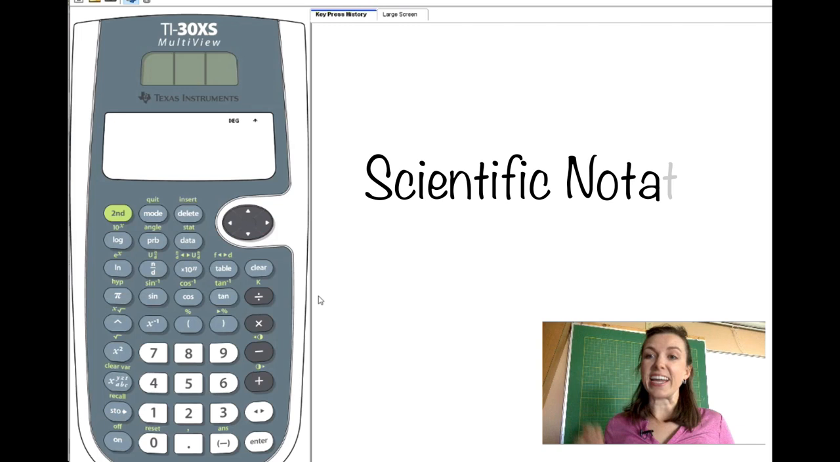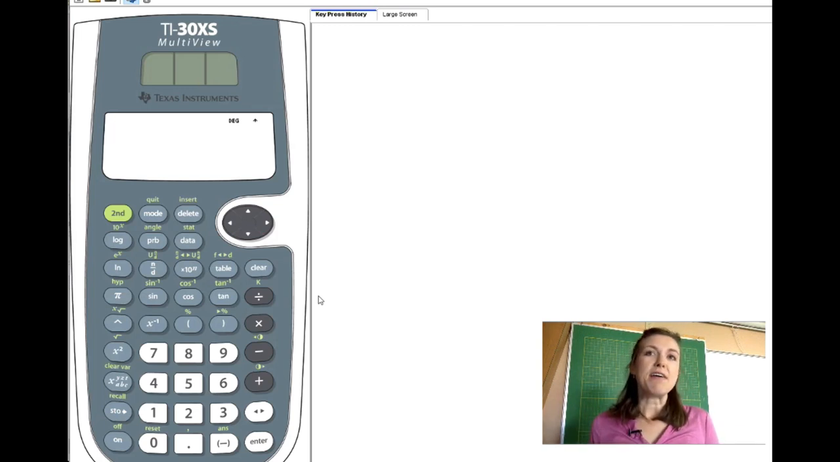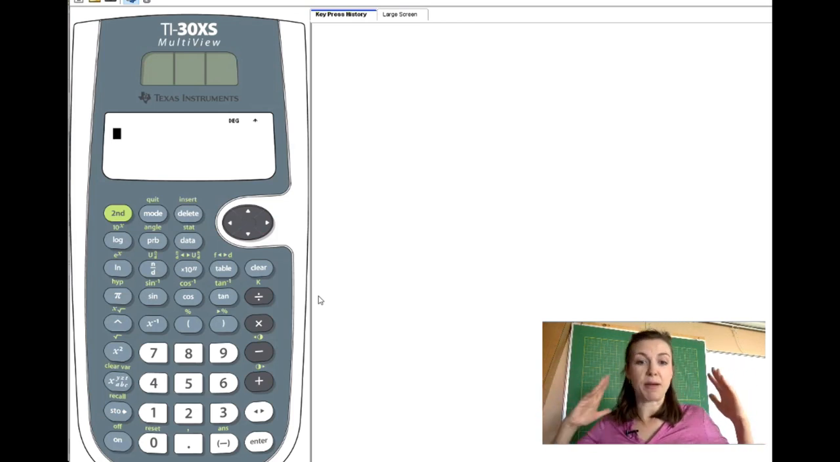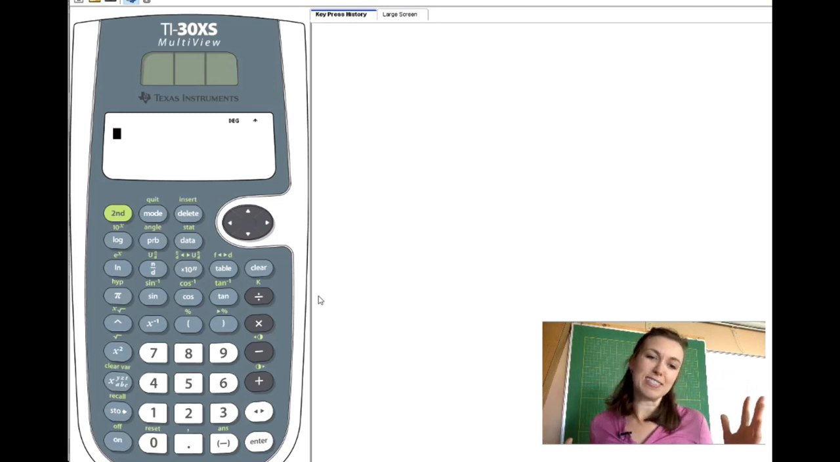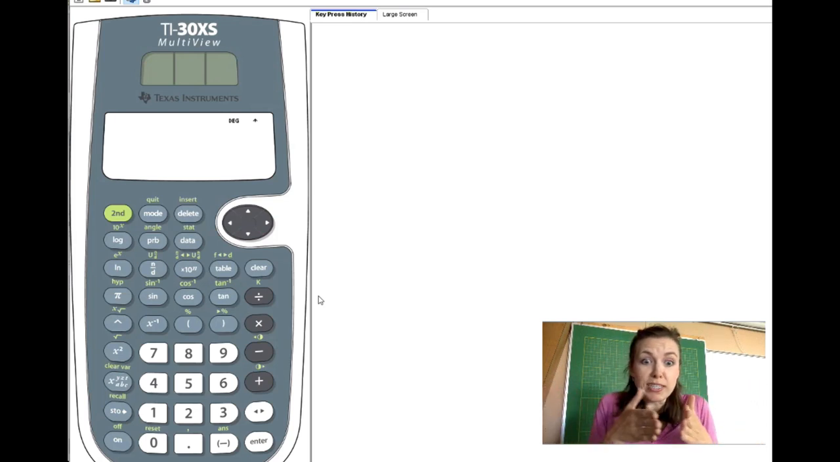Next, we're going to do scientific notation. And this is really handy for science. When you're talking about things that are really, really big, like maybe you're talking about space, how far things are in the universe, you need to know scientific notation. And also when things are really, really small, like atoms and molecules, scientific notation is used. Our calculator here has a really handy way to do scientific notation.